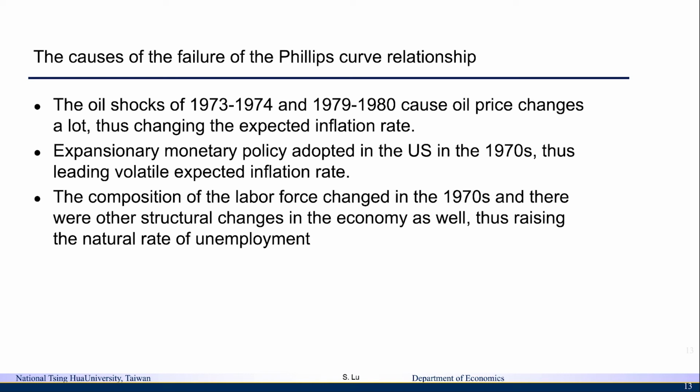Finally, in the US, the composition of the labor force changed, for example, there were more women entering the labor market. Therefore, it also changes the natural rate of unemployment. Because of that, it raised the natural rate of unemployment somewhat, and thus it also shifts the Phillips curve to the right. Therefore, a couple of events in the 1970s caused the expected inflation rate and the natural rate of unemployment to increase. Thus, it shifts the Phillips curve and causes the failure of the traditional Phillips curve.